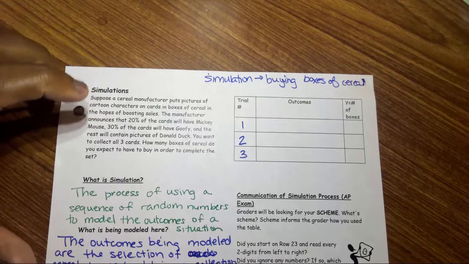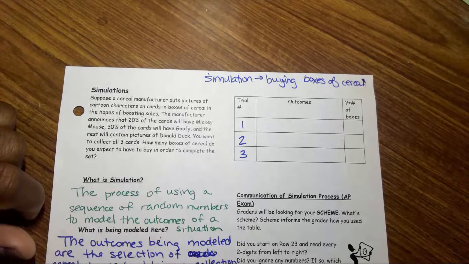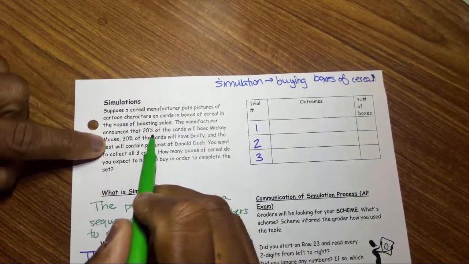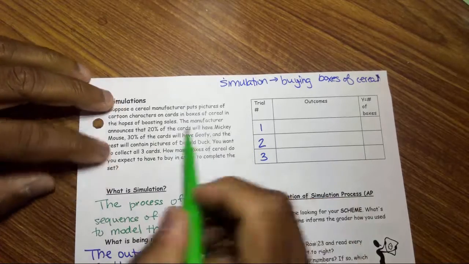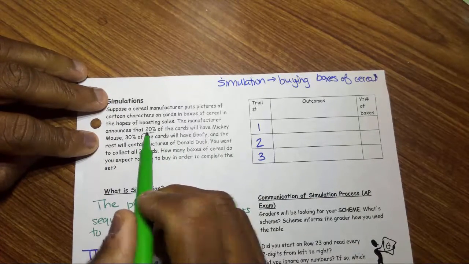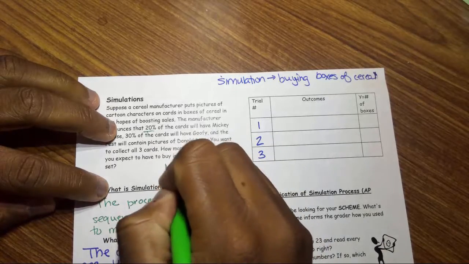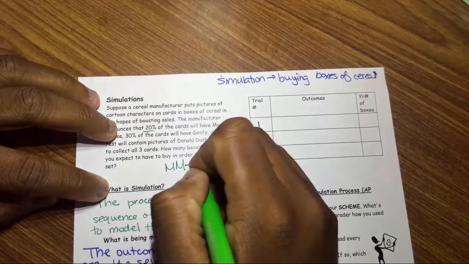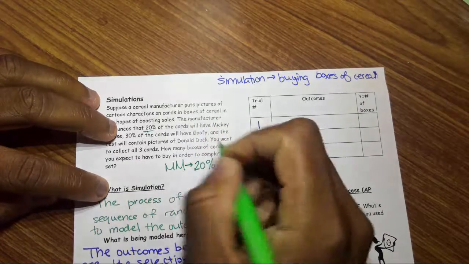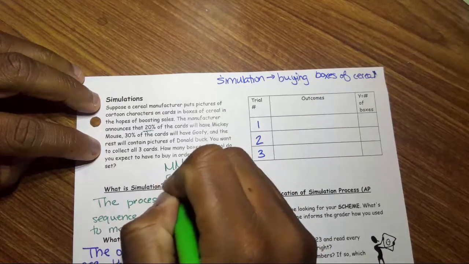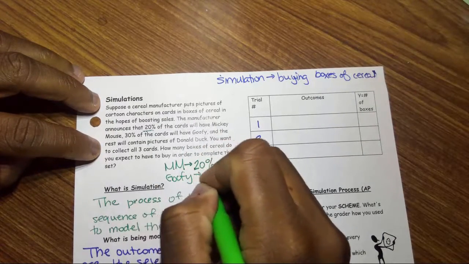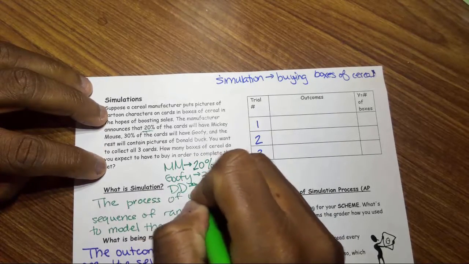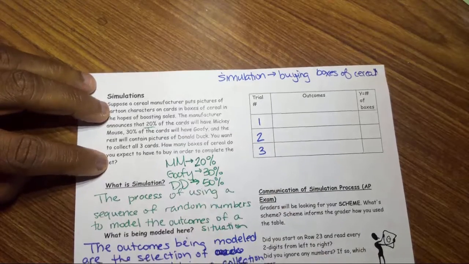And the next thing we're going to do is associate outcomes to each box. What do we expect to be in each box? How many Mickey Mouse cards would we expect? Well, it says 20%. So Mickey Mouse is 20%, Goofy was 30%, which means Donald Duck was 50%.